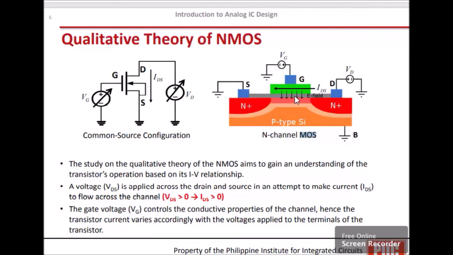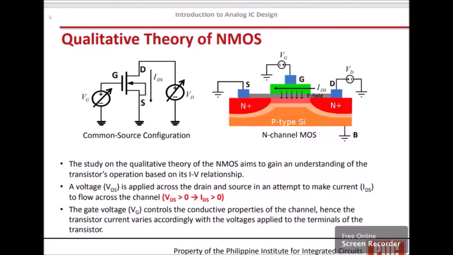MOSFET. Is it enhancement or depletion? This is enhancement. Kasi initially, wala pa tayong connection. Tapos nabubuo lang siya. Naka-create lang siya. Na-enhance lang siya. Okay po? Okay.